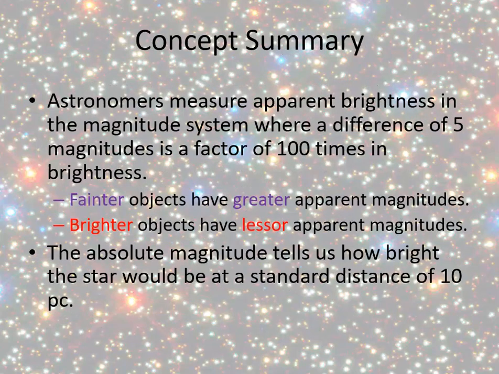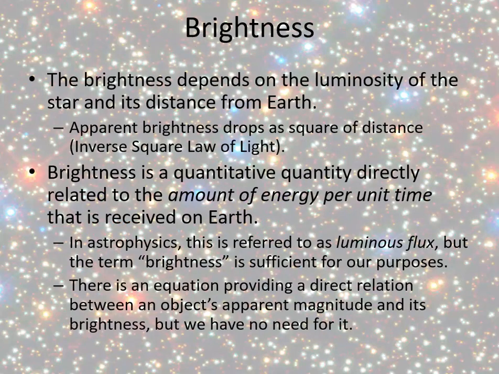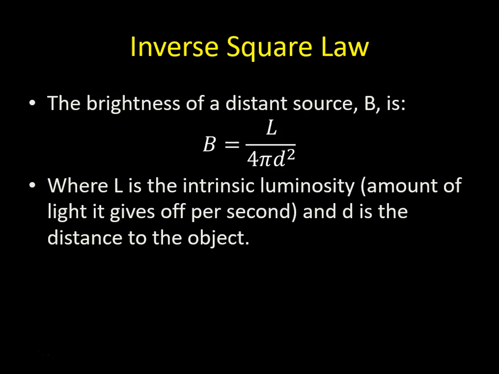Anyway, long story short, fainter objects have greater apparent magnitudes, and brighter objects have lesser apparent magnitudes. That is, more to the left on the number line. Now, brightness. Brightness is the everyday term for what astronomers think of as flux. And we've gone through this formula before.